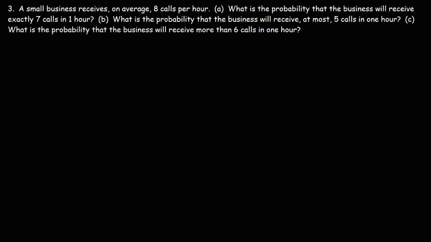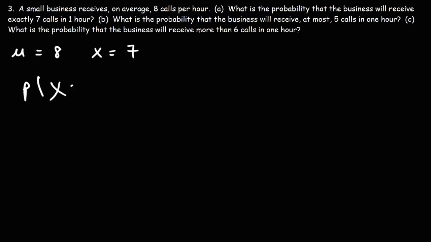Number 3, a small business receives on average 8 calls per hour. What is the probability that the business will receive exactly 7 calls in 1 hour? So we know how to do these types of problems. So we can clearly see that the mean is 8 and x is 7, since we want to calculate the probability when x is 7.